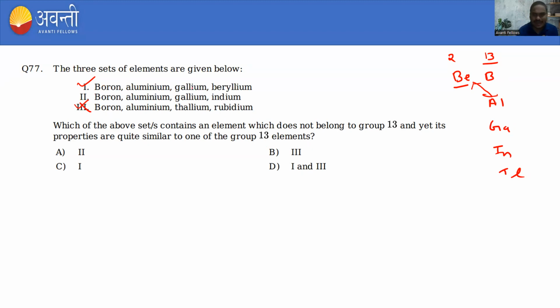That is boron, aluminum, gallium, and they have beryllium, which is not from group 13 but yet shows similar properties due to the diagonal relationship. So which of the following is correct, beta? Only one, that is boron, aluminum, gallium, and beryllium. Option three is rejected because here they use rubidium. So rubidium is not part of the group, right?